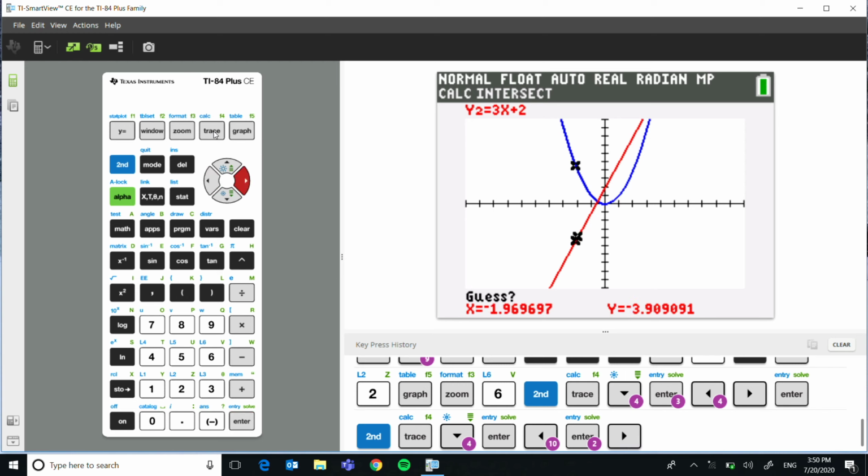And then it says to guess. So we want our cursor to be somewhere near what we're talking about, which is about right here. If we wanted this intersection way up here, we'd have to go way up there. But we want this one way down here. So we click right near it. It doesn't have to be exact, but it has to be near it. We hit enter, and it gives us that X, Y coordinate. That's where those two things intersect. Make sense? Or did you at least follow it? Okay, great.